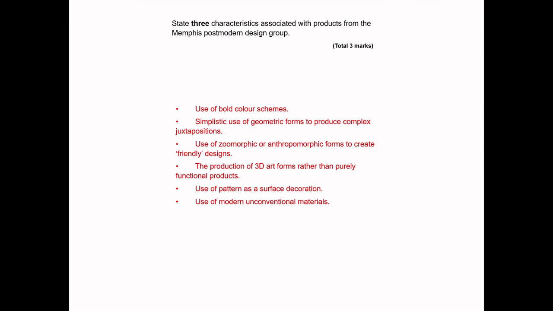Okay, so dead easy. Things like bold colours, simple geometric patterns, zoomorphic or anthropomorphic forms to create "friendly" designs. I keep using this word friendly in quotation marks. It's annoying. 3D works of art rather than being functional products. Unconventional, seen as being a rebellion to modernism. So any of those would have been fine. You just need 3 of them.